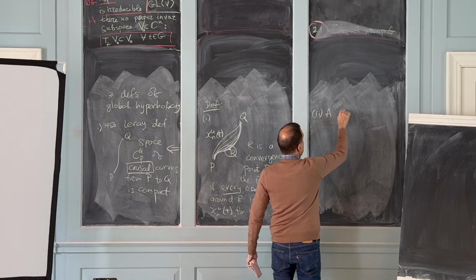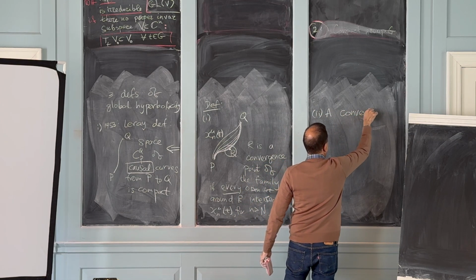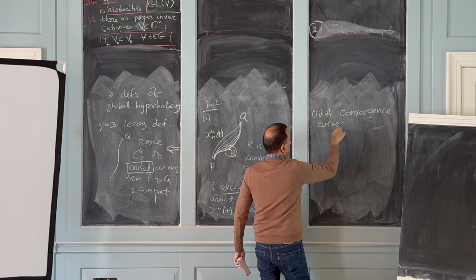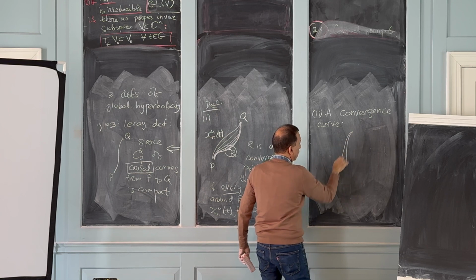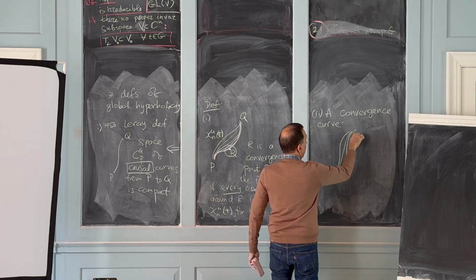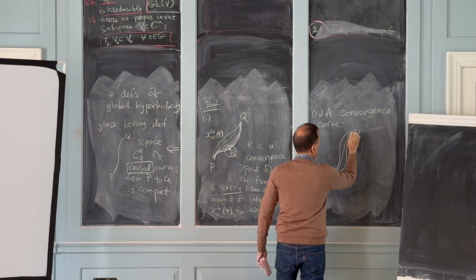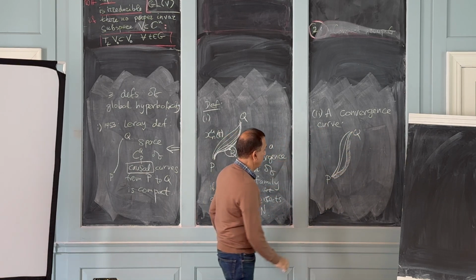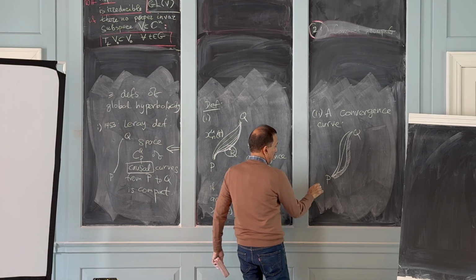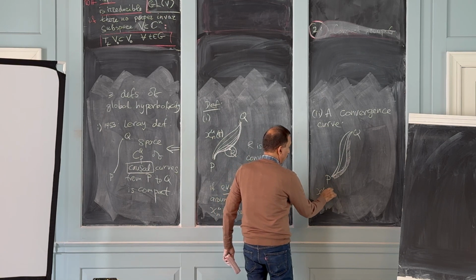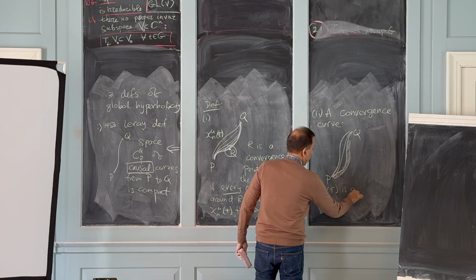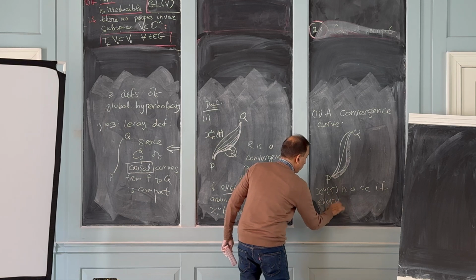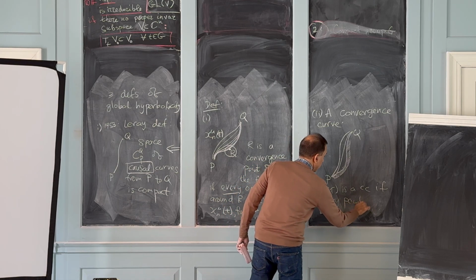The second definition is a convergence curve. And the idea is to just recycle the first definition. So now we actually want to define a curve that's a convergence curve of this family, and we say that x mu of tau is a convergence curve if every point on it is a convergence point.